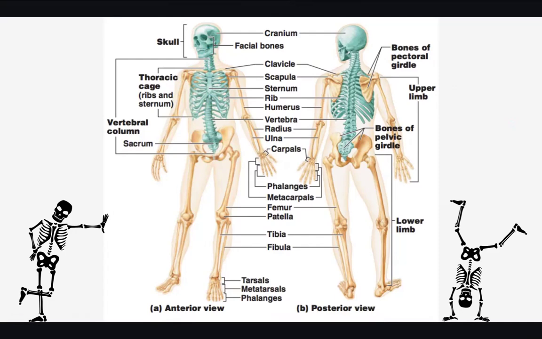For a typical, average adult human body, we have around 206 bones. When we are still young, we have more bones because some of the bones have not yet fused. For example, the bones in this particular area are made up of around five bones, but as we mature, they fuse and become only one bone. That's why we only have around 206.